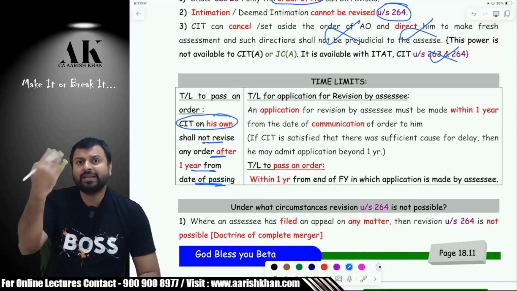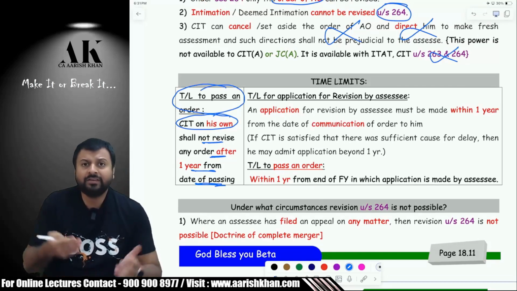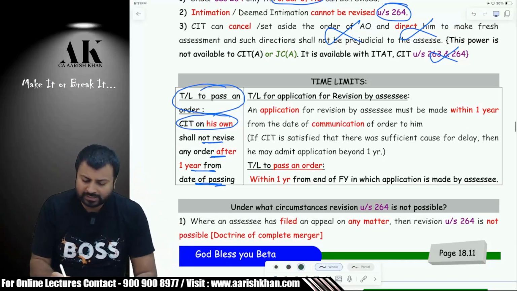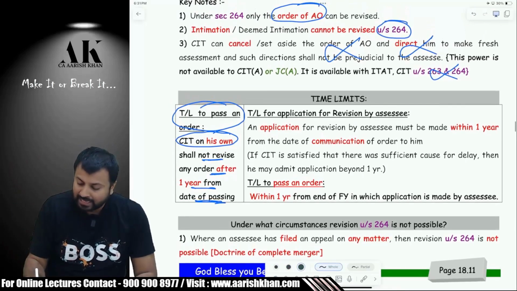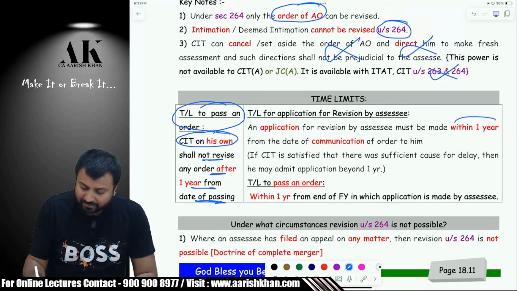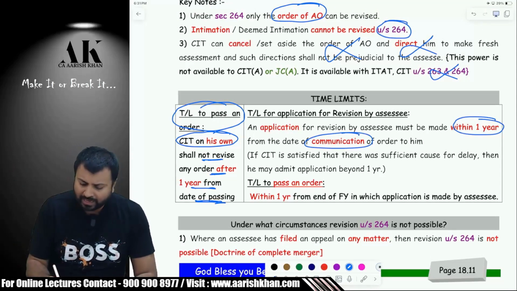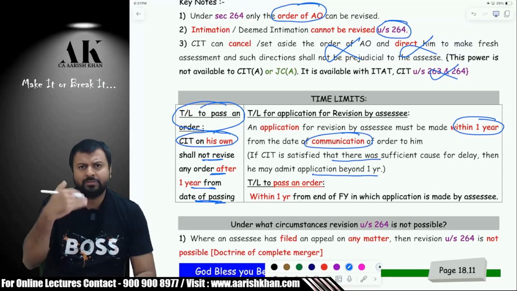Okay. Now, what is the time limit for application for revision by the assessee? If the assessee makes an application, what was that first time limit? If CIT suo moto makes a revision, it will make 1 year from the date of passing the order. What is the time limit for making an application by the assessee? Application can be made within 1 year from the date of communication of the order. Communication means from the date of receipt of the order. Okay. And if you give a genuine reason, it can be extended beyond 1 year also.